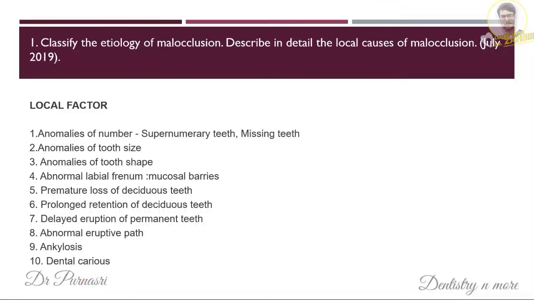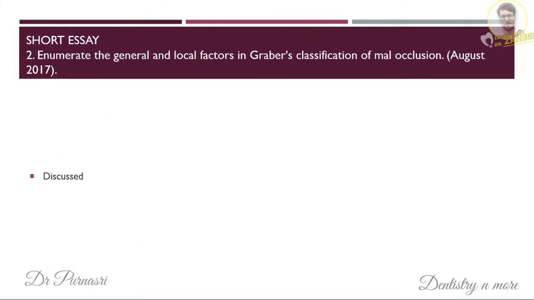Moving to the next question. The short essay is: enumerate the general and local factors in Graber's classification. This we have already discussed just now.